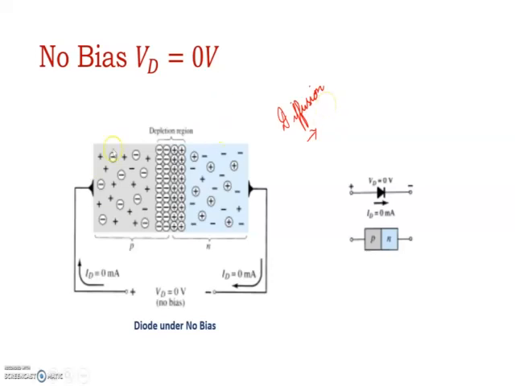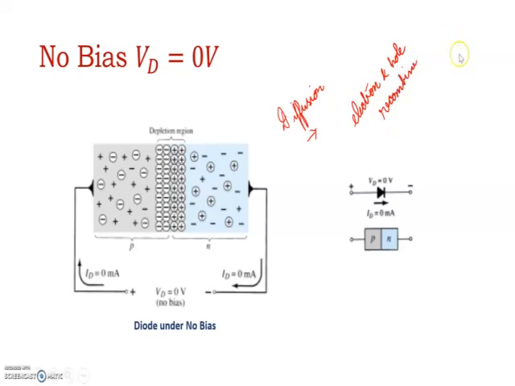If you see here, on the P side we have more holes present. In the N side we have fewer holes, that is fewer plus symbols. Similarly in the N side we have more electrons, minus symbols, and in the P side we have fewer electrons. So the holes from the P side will move into the N side. Similarly, electrons from the N side will move into the P side. This is called recombination. The electron and hole recombine.